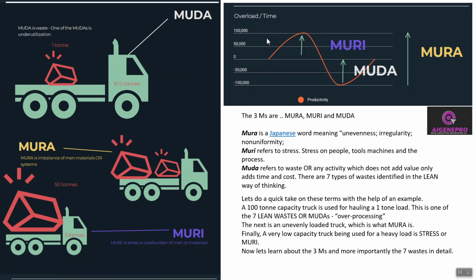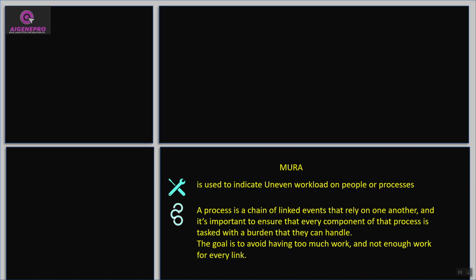Let's do a quick take on these terms with the help of an example. A 100-ton capacity truck is used for hauling a 1-ton load. This is one of the 7 Lean wastes or mudas: overprocessing. The next is an unevenly loaded truck, which is what Mura is. Finally, a very low capacity truck being used for a heavy load is stress, or Mori. Now let's learn about the 3Ms and more importantly the 7 wastes in detail.